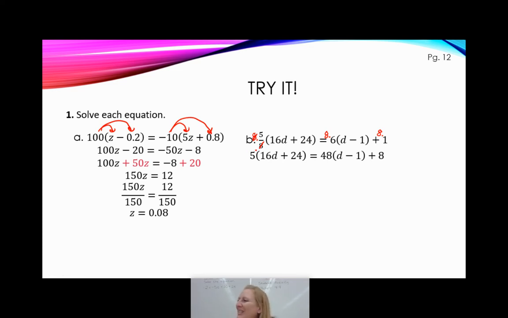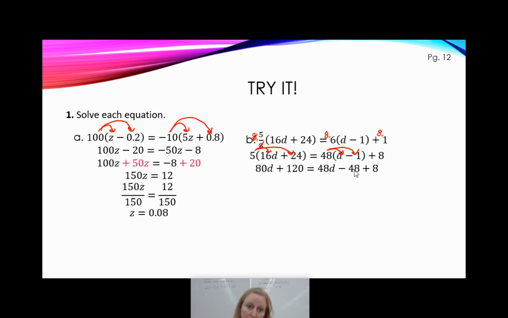I think next I'm going to distribute this guy, but I also need to distribute that guy. So I'm doing all kinds of distribution. So 5 times 16d is 80d. 5 times 24 is 120. 48 times d is 48d. And 48 times a negative 1 is a negative 48.